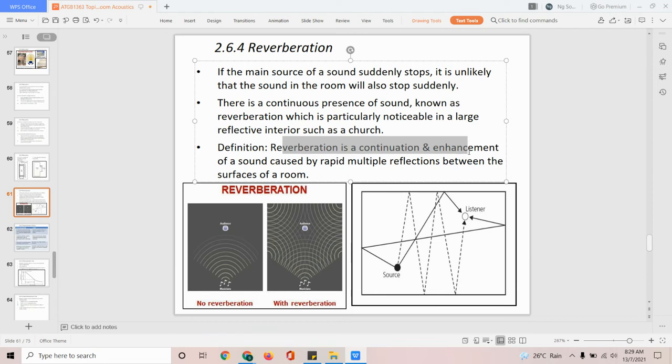Reverberation is a continuous enhancement of a sound caused by rapid multiple reflections between the surfaces of a room. So it only happens in a room or in a very unique situation. If you're out in an open field, there's no reverberation, because reverberation happens when your sound is being reflected back to the listener. In an open field, it cannot happen because the sound is dissipated all around you.